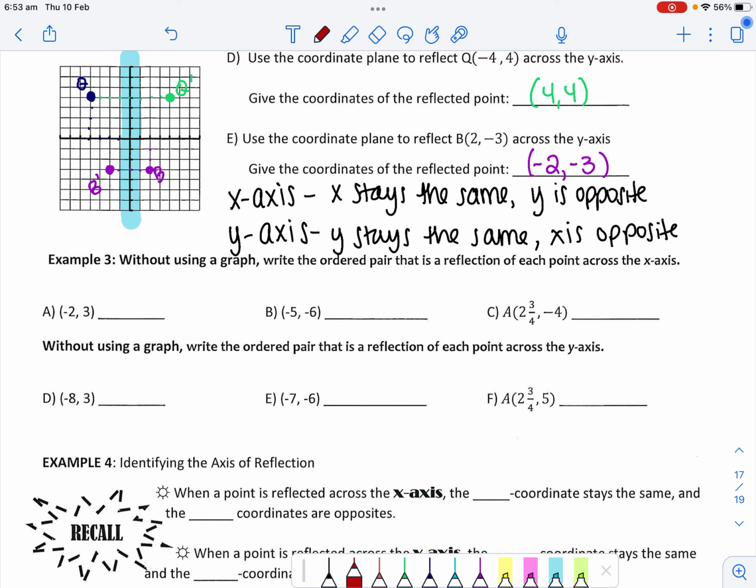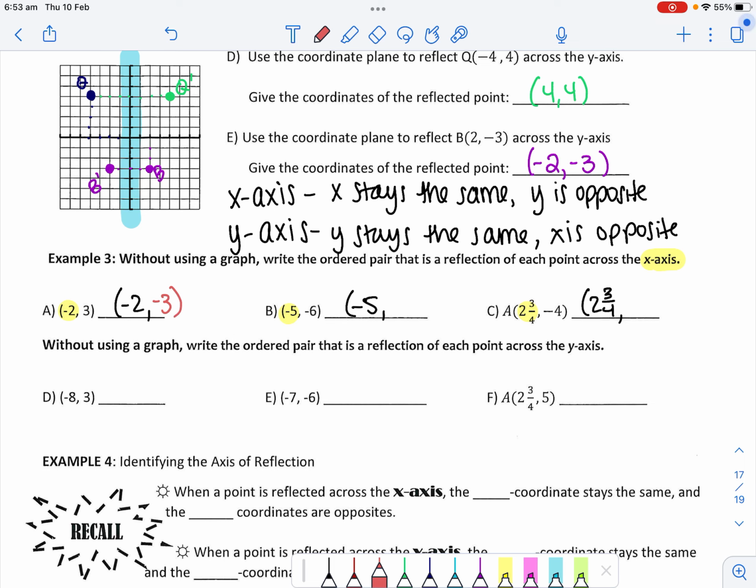So this says, without using a graph, write the ordered pair that is a reflection of each point across the x-axis. So I want my x coordinate to stay the same. So when I write my new ordered pair, it's going to be negative 2, comma. This one is going to be negative 5, comma, and this one is going to be 2 3/4, comma. My x is supposed to stay the same, and now I'm going to flip my y coordinate. So positive 3, the opposite is negative 3. Negative 6, the opposite is positive 6. Negative 4, the opposite is positive 4. So across the x-axis, x stays the same, y is the opposite.